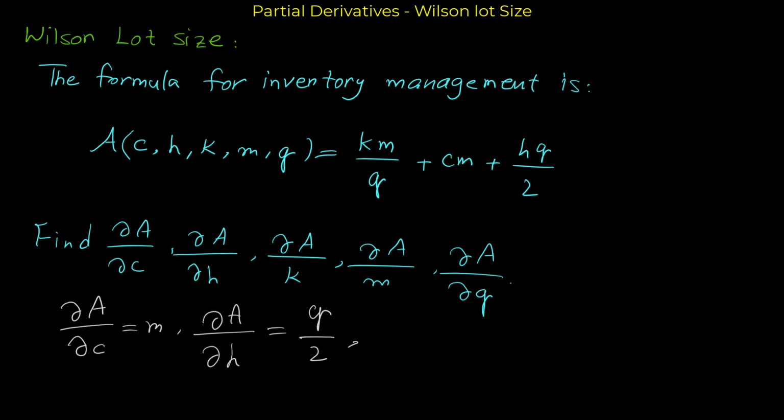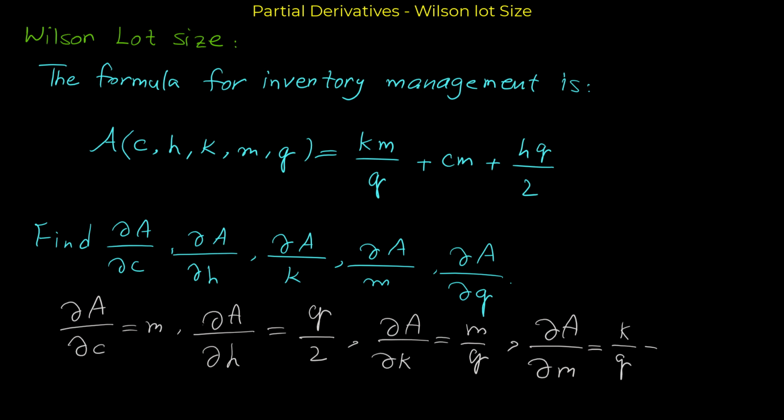Of course. Partial derivative of A with respect to K. K appears in the first term and its derivative would be M over Q. It should be clear for you. Partial derivative of A with respect to M. Derivative of Km over Q is K over Q because the derivative of M is 1. Derivative of Cm is only C.